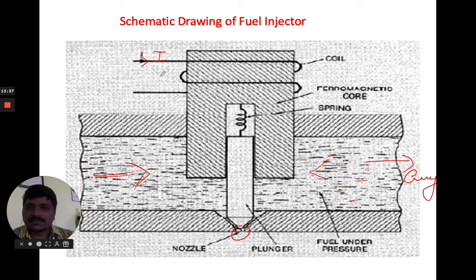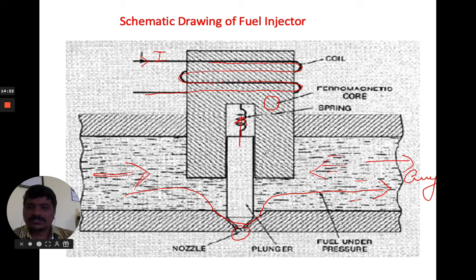Whenever current is passed, the current will start to flow in this coil. During that time, a magnetic field will be generated that makes the spring move in the upper direction. The plunger will try to open up, so whatever pressure the fuel has, it will pass through the nozzle and go to the engine system. This is how a fuel injector can be controlled through your controllers.